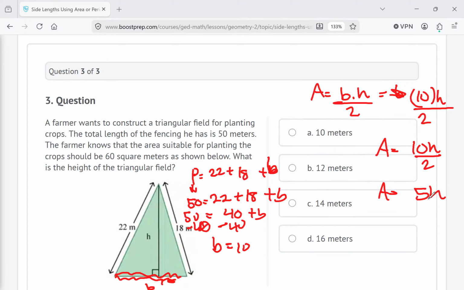And then we can solve for h because they give us one more piece of information. The total length of the fencing is 50, but does that help with my area? No. The area is base times height over 2. Oh, they specifically said that the area of this triangle is 60. So we're going to replace this A with 60. And then we have 5 times h, and then solve for h by dividing both sides by 5. And I get a height of 12 meters.